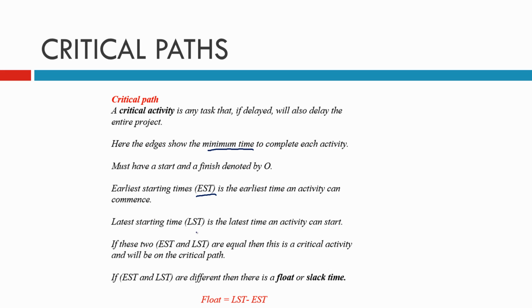We've got a latest starting time, which we'll denote as LST, it's the latest time an activity can start. If these two are equal, then this is a critical activity, and therefore that shows us our critical path. If they're different, then we have a float or a slack time, and we can work it out by doing LST, so the latest starting time minus the earliest starting time.